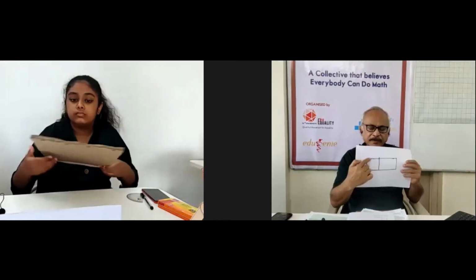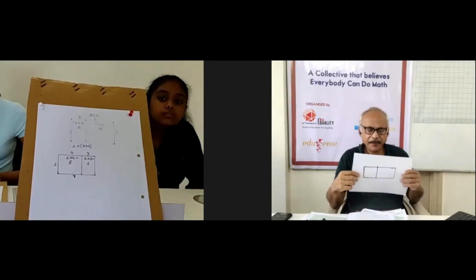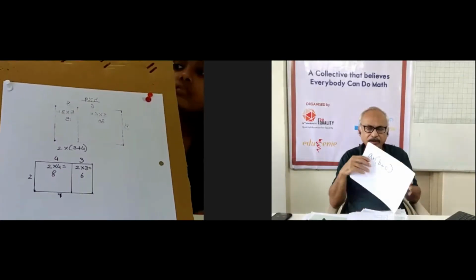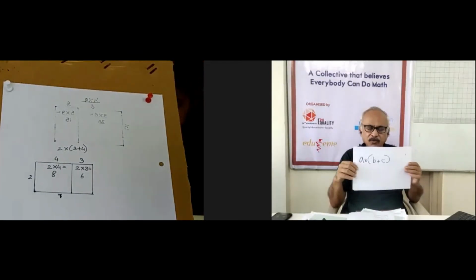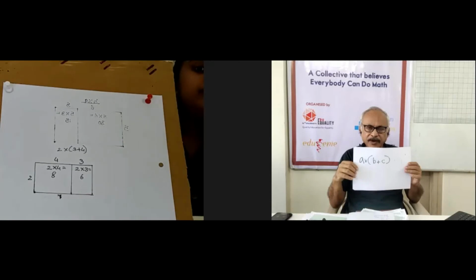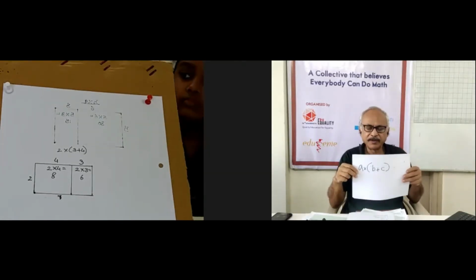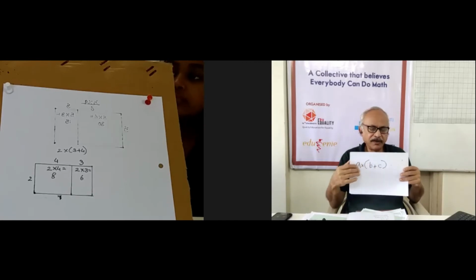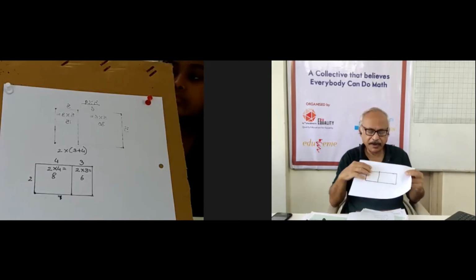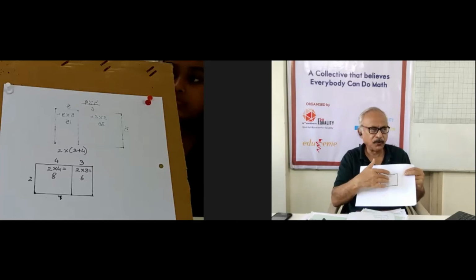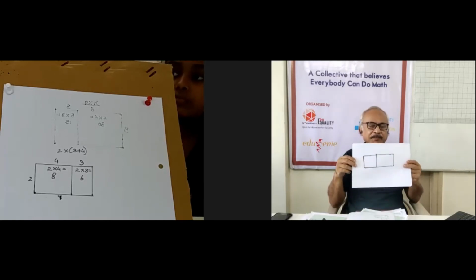What is A into B plus C, where A is 2, B is 3, and C is 4? And have you all drawn a figure like this? This is 2, this is 3, and this is 4. A into B plus C. This is the question. A into B plus C, where A is 2, B is 3, and C is 4. So the answer is 2 into 3 plus 4, 7, 14. 14 is 2 into 3, which is this part here, that is 6, plus 2 into 4, which is 8. So 14 is 6 plus 8.